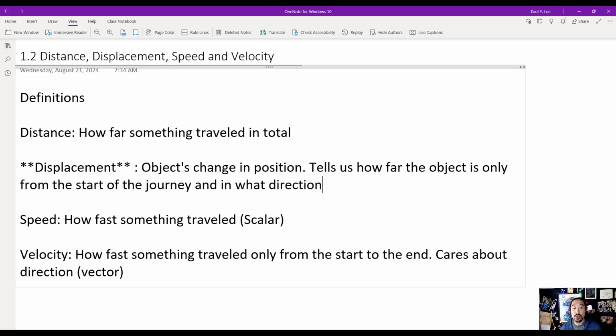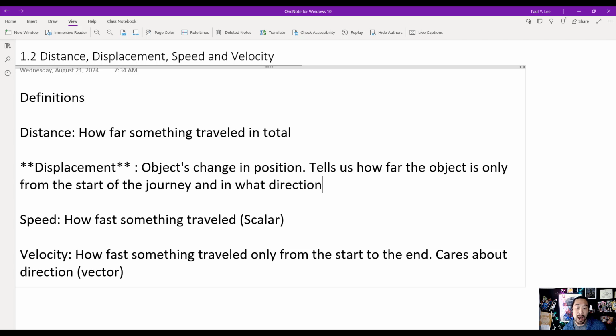Okay, so a couple of definitions to start off. The first one is distance. Distance is just how far something has traveled in total. Okay, nothing fancy about that. The next one, displacement, I started with because displacement is terminology that we'll be using throughout the entire year in its many forms.